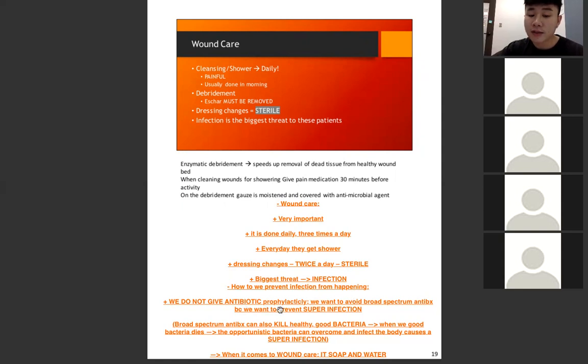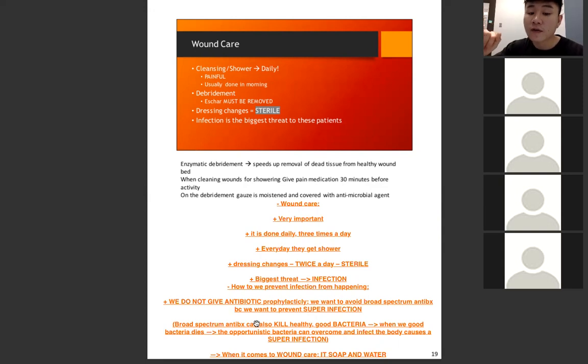We do not give antibiotic prophylactically. So especially with this burn patient, I remember Professor Lanasa mentioned this, that we did not give them antibiotic prophylactically because they are at high risk for developing super infection. So we want to avoid broad spectrum antibiotic because we want to prevent super infection. We only give the patient antibiotic whenever we suspect that the patient has infection or has an actual infection.